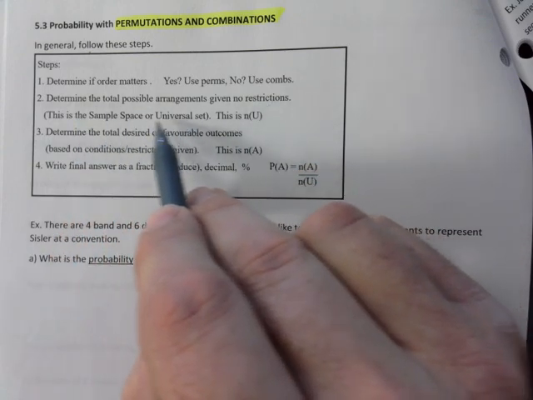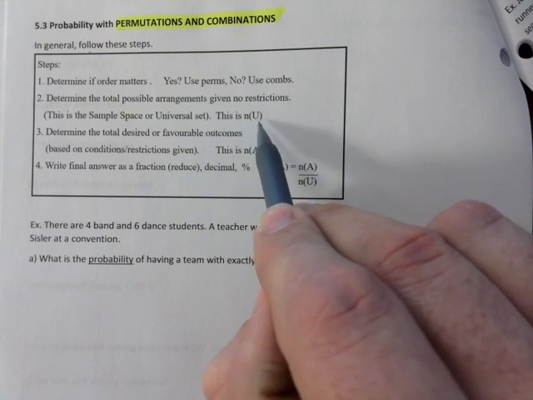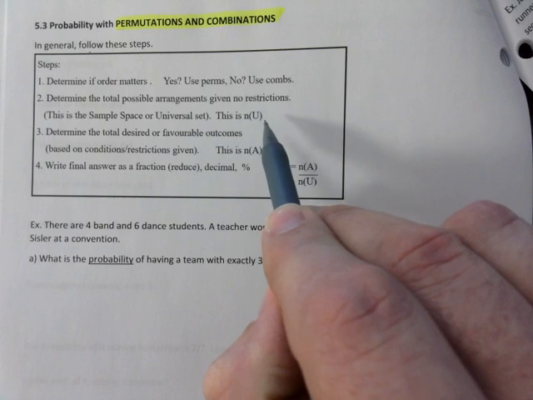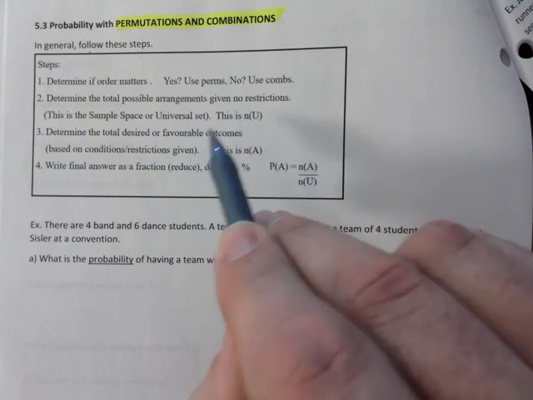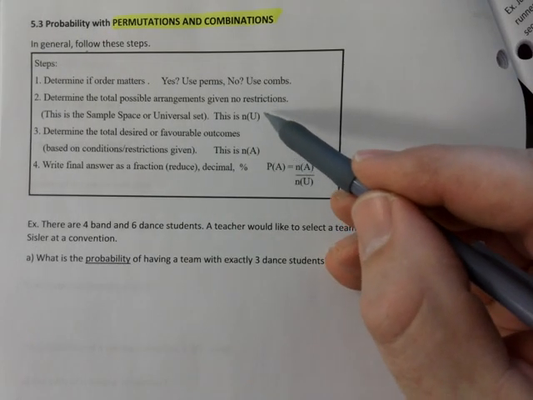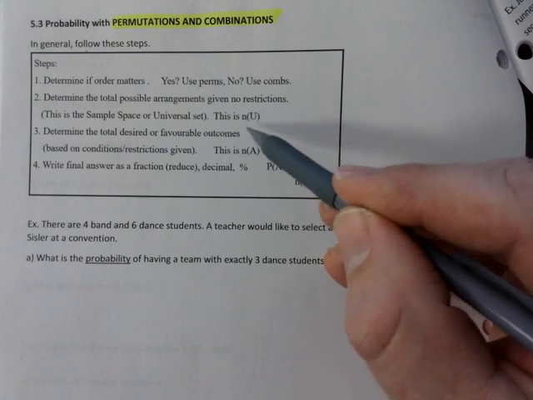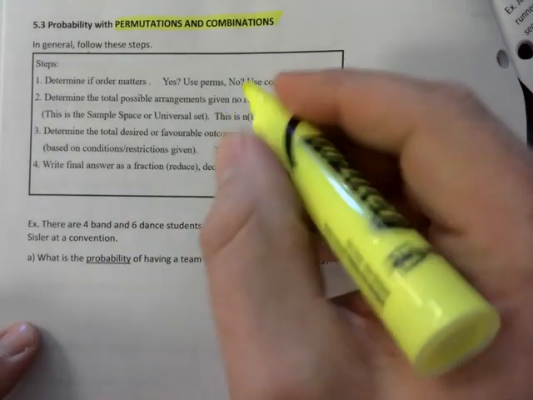Determine the total possible arrangements given no restrictions. This is your sample space or your universal set. So for example, there are 10 of you in a team. How many ways can you line up for the picture? That would just be 10 factorial. However, if I now ask, what if you and your friend want to be together? Now you're adding a restriction to it. And so that's not your universal. The universal is just everything, without restrictions. I should say no restrictions.